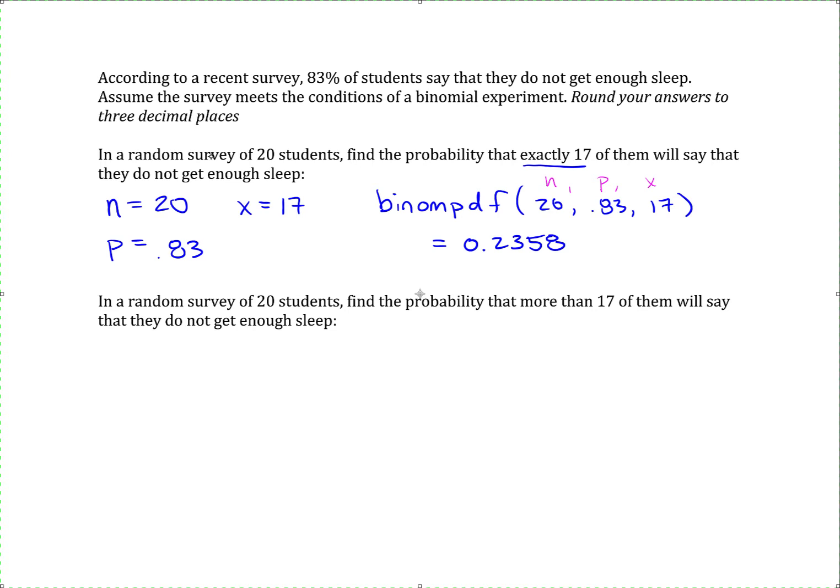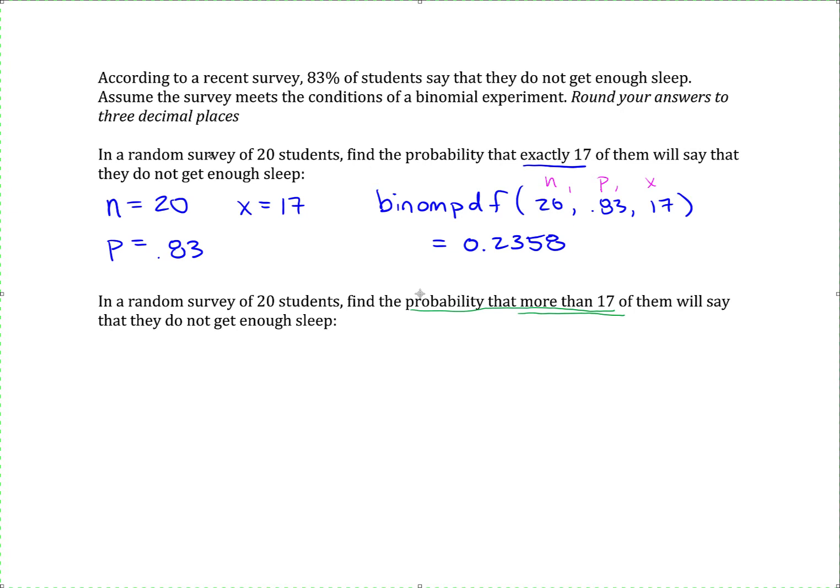In a random survey of 20 students, find the probability that more than 17 of them will say that they do not get enough sleep. Now, in order to answer this, the language has changed a bit. We're looking for the probability that more than 17 of them do not get enough sleep.